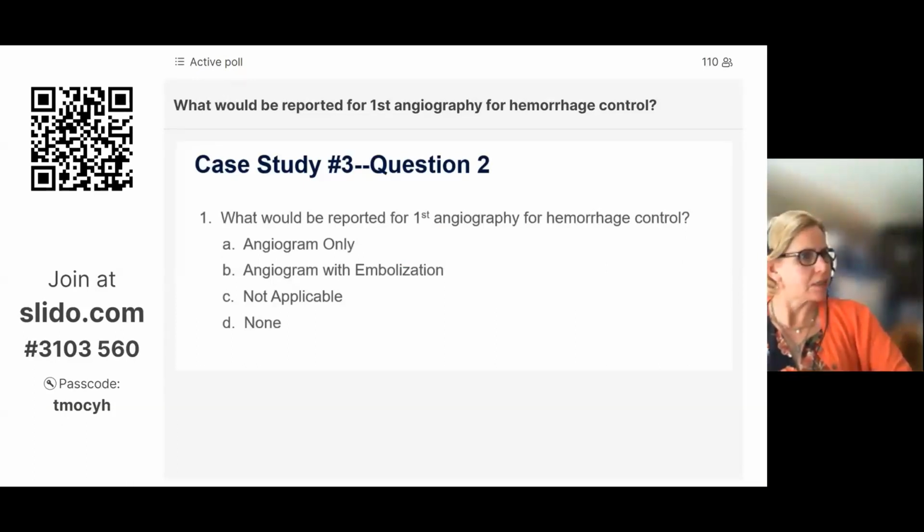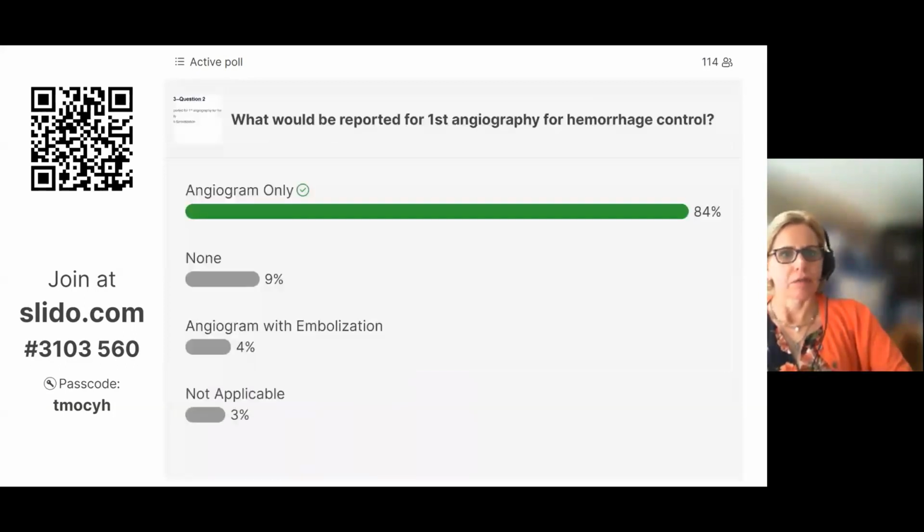About 110 responses there. We'll go ahead. And that is indeed angiogram only, because all we did was look around. We didn't get in there. We didn't do anything. We just looked. So that's going to be your angiogram only. We wouldn't do not applicable because the patient did get the blood, so they meet that process measure to report it.